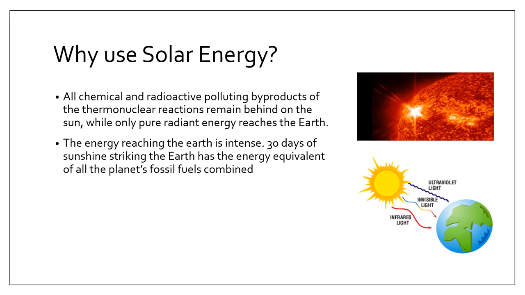The energy reaching the Earth is very intense. 30 days of straight sunshine striking the Earth is going to give you energy equivalent to all the planet's fossil fuels combined. That's powerful. Of course, we don't get 30 days of sunshine every day. We have cloudy days, rainy days, snow, windy days. But what it's telling you is it's very, very powerful, and we should use it, because of the sun's energy all of us are living: trees, animals, and us. If you get rid of this, we're dead. It's going to be pretty cold.